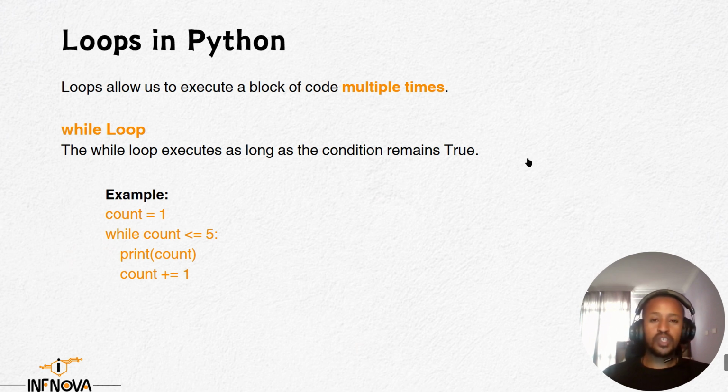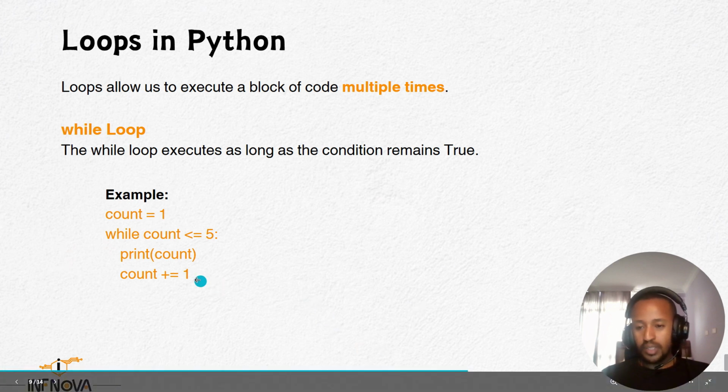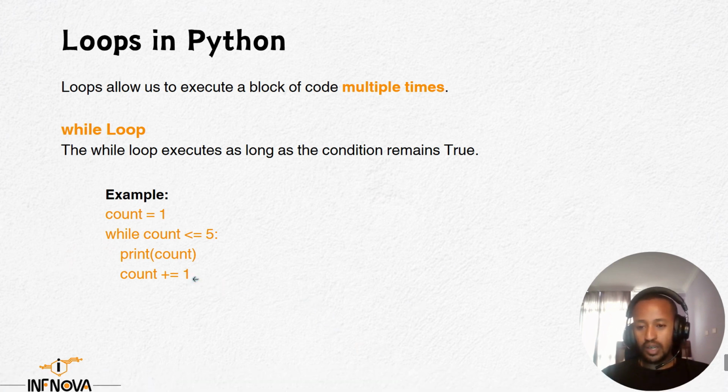This way, loops could be divided into two. The first one is the infinite loop, and the other one is a finite loop. An infinite loop is a loop which goes on running because the condition never becomes false, while a finite loop is a loop that runs for a certain amount of time and then it stops. For example, here a while loop is given which counts numbers until the number is 5.